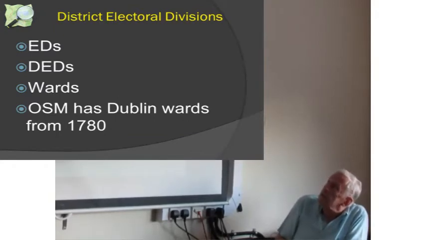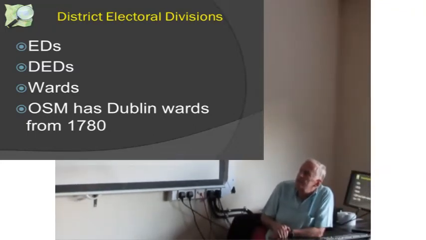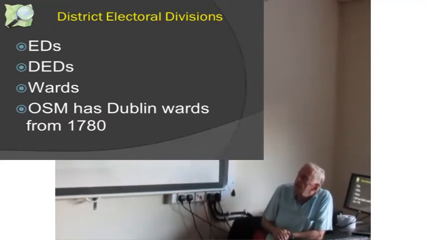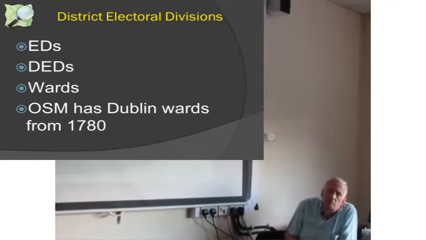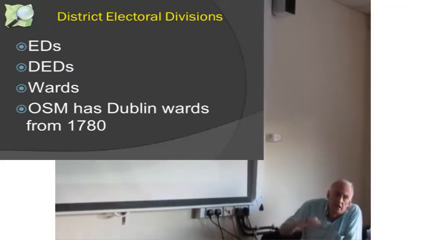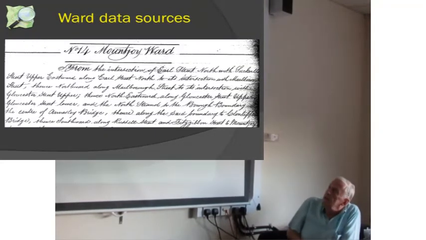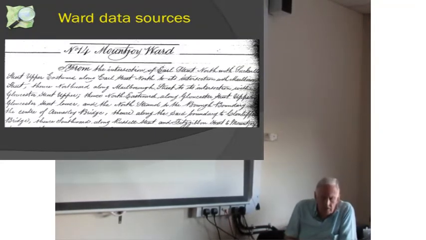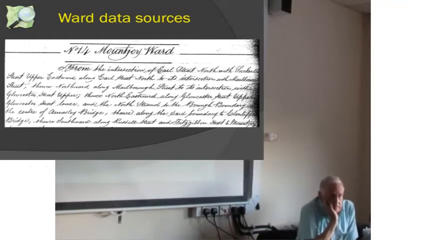The district electoral divisions, sometimes called EDs, or later DEDs. In the cities and built-up areas there were wards, and the OpenStreetMap project has Dublin city wards from 1780 mapped on it at various times around the 1850s and on up. The source for the OpenStreetMap project can use nothing that's copyright.